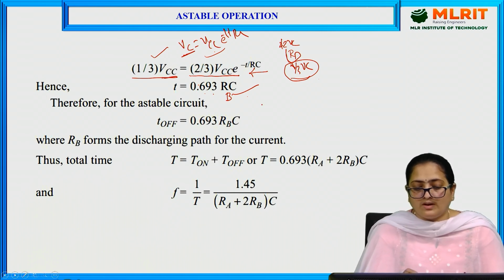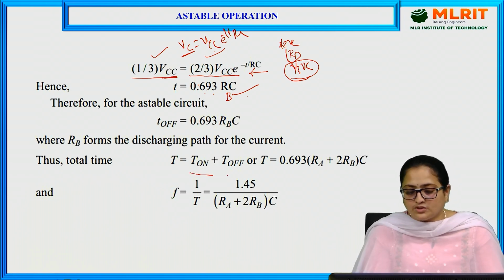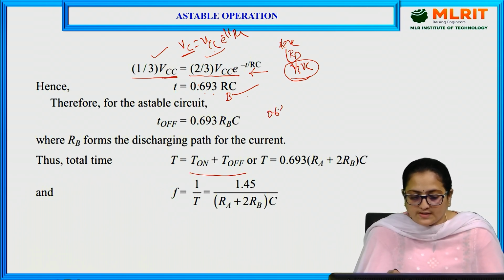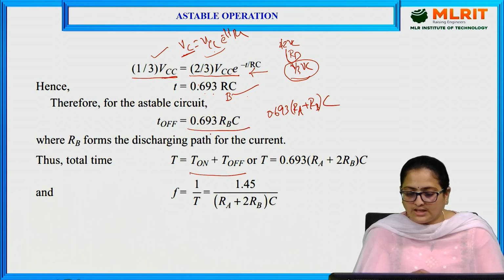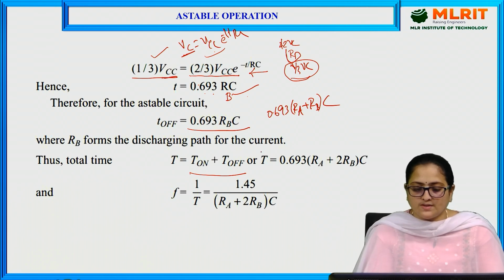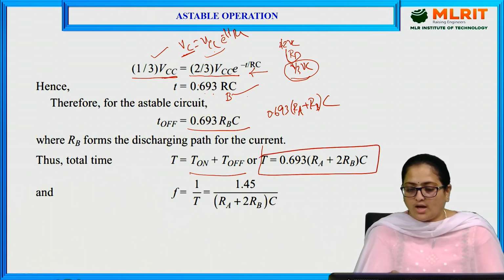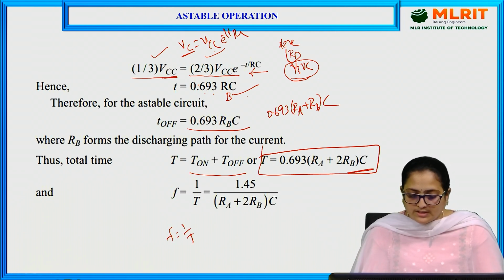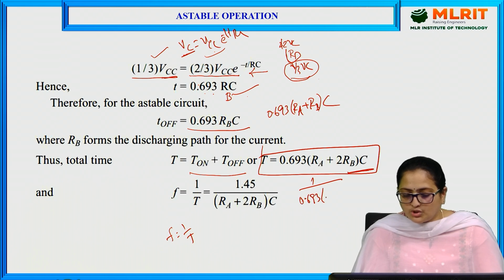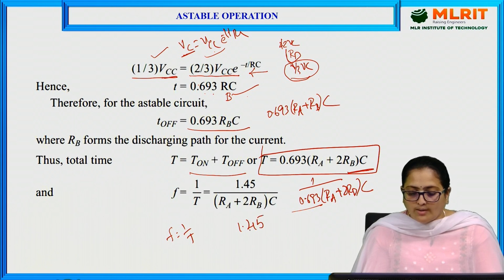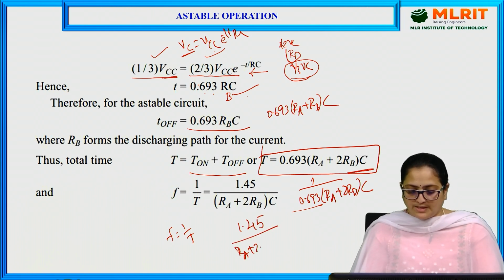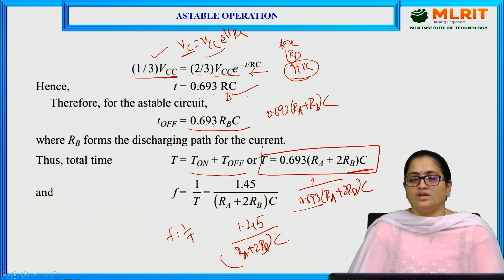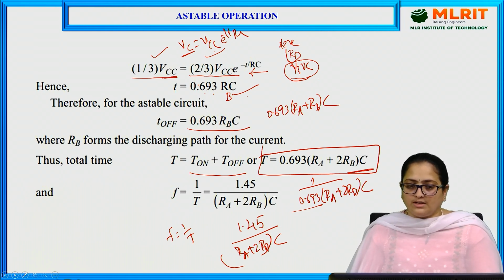So the total time period will be calculated as T on plus T off. T on is 0.693 into RA plus RB into C, and T off time is 0.693 RB into C. If you add these two equations, the total time period is given as 0.693 into RA plus 2RB into C. To determine the frequency, we know that F is equal to 1 by T. So 1 by 0.693 into RA plus 2RB into C, where 1 by 0.693 is given as 1.45, divided by RA plus 2RB into C. So this is the frequency of an astable multivibrator.